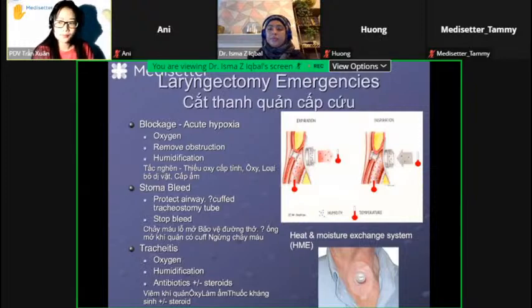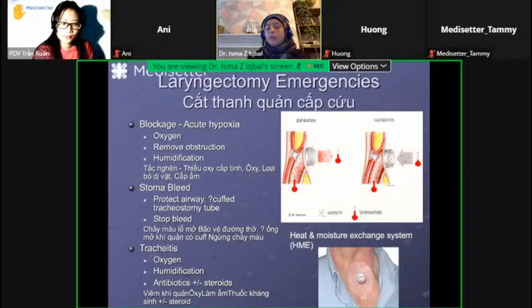And these patients can be treated with antibiotics and humidification, and sometimes nebulizers just to moisturize the inside of the trachea.